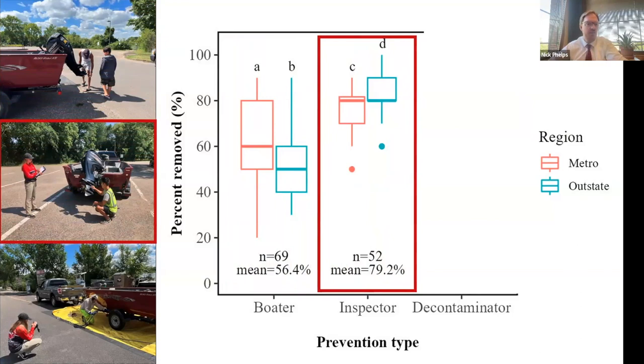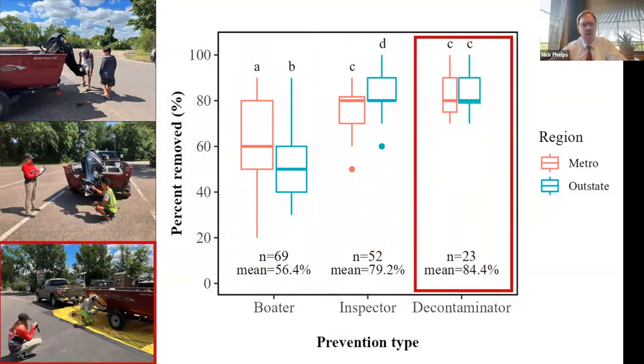In comparison, inspectors had nearly 80% effectiveness, so significantly higher than boaters. We had 52 of those folks across the state, and we had 23 professional decontaminators with slightly higher effectiveness than the inspectors, again just with hand removal. This difference between the inspectors and decontaminators, although small, is likely because they spent more time looking at the boat than the inspectors did. And I'll come back to that point in just a minute.